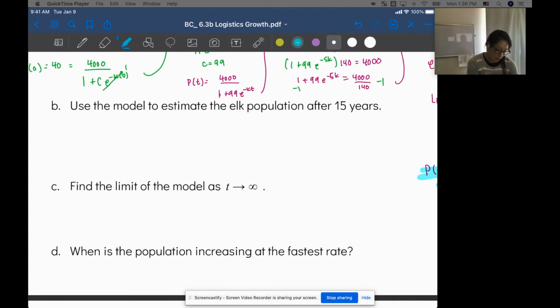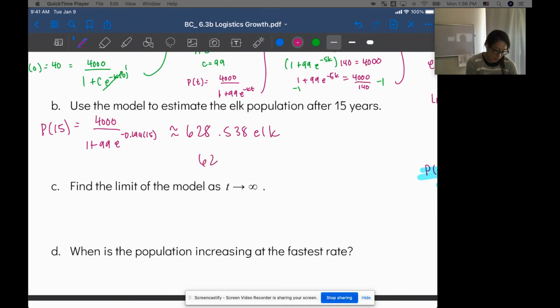So we're going to do P of 15, since that's years. Over 1 plus 99 e to the negative 0.194 times 15 is about equal to 628.538 elk, or 629 elk.